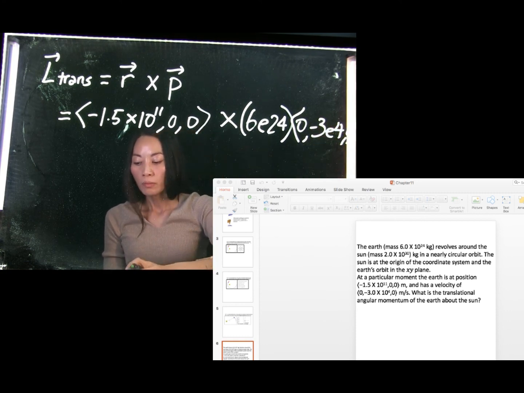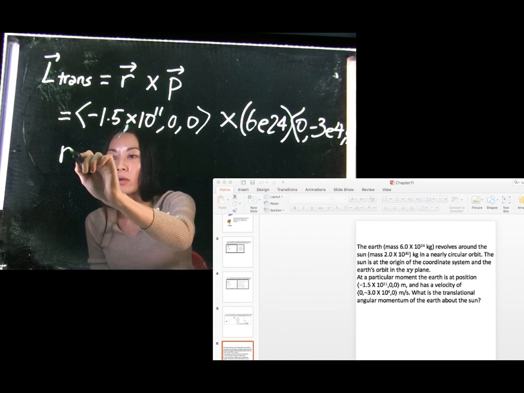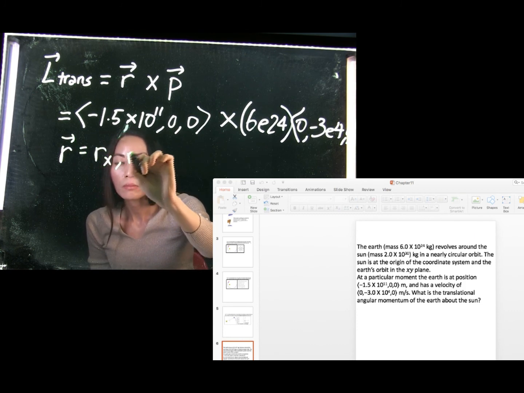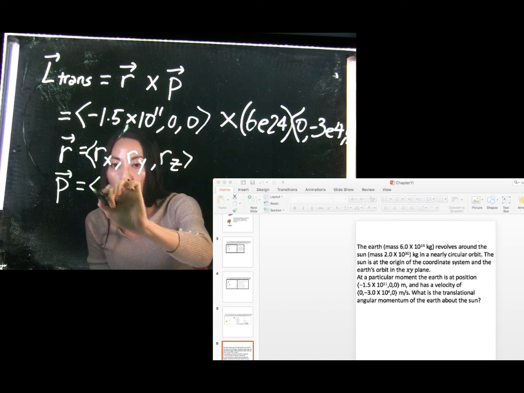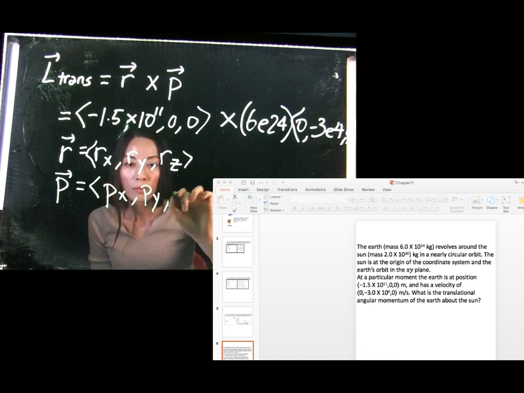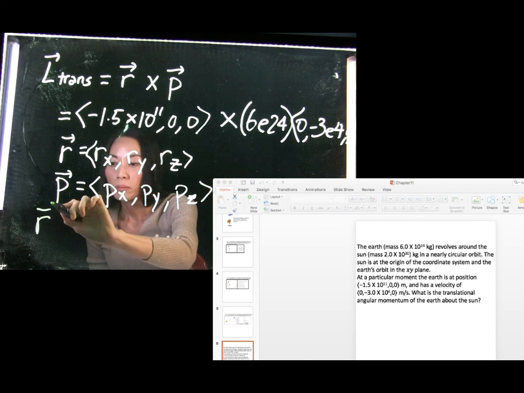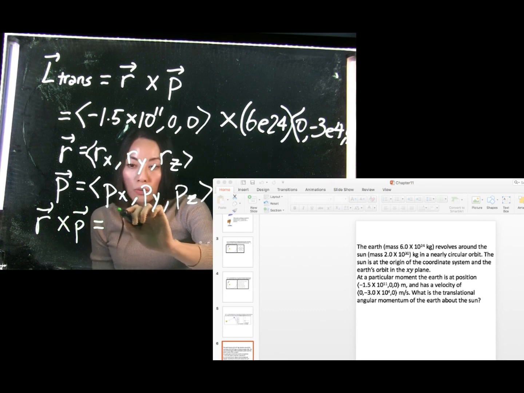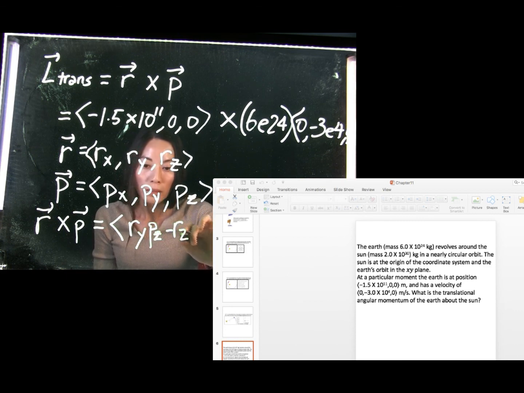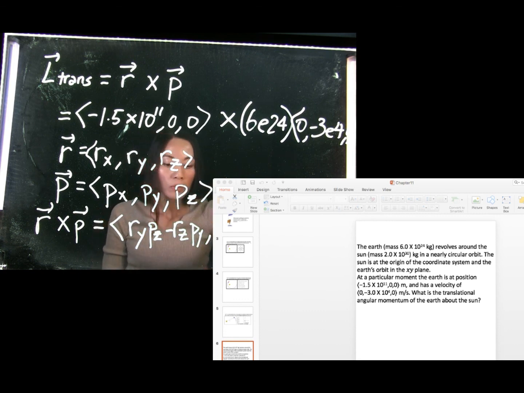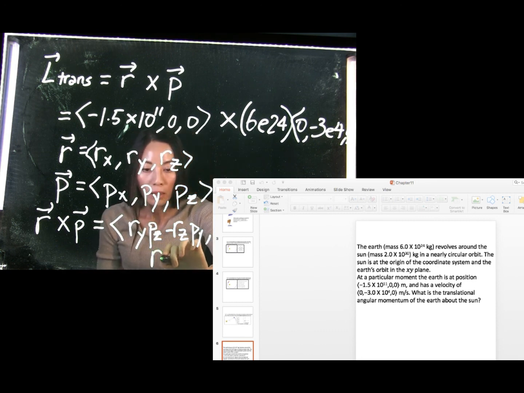If we remember how to do our cross products, if R is equal to Rx, Ry, Rz, and P is equal to Px, Py, Pz, then R cross P is equal to, for the x component, Ry Pz minus Rz Py, for the y component, Rz Px minus Rx Pz, and for the z component, Rx Py minus Ry Px.